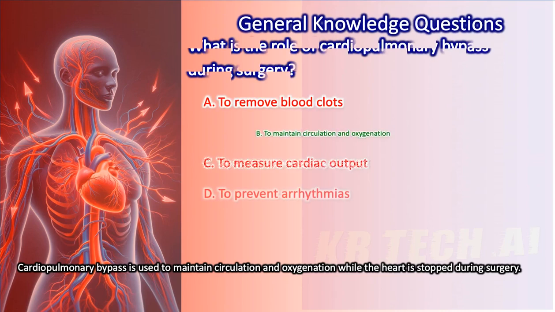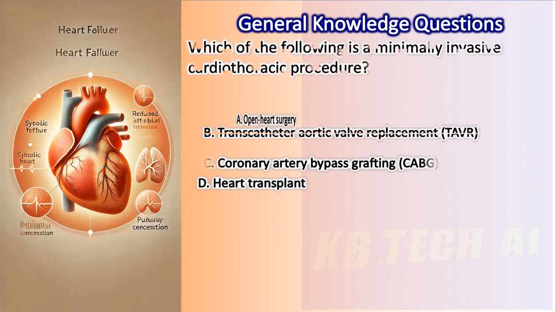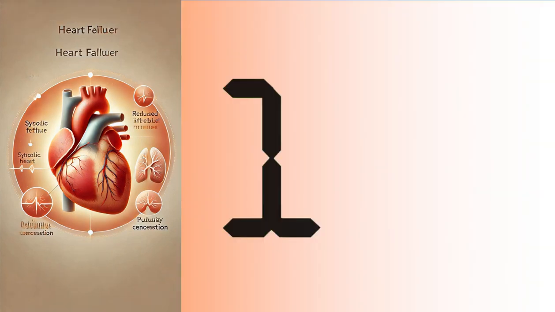The answer is Option 2. To maintain circulation and oxygenation. Which of the following is a minimally invasive cardiothoracic procedure? Option 1. Open heart surgery. Option 2. Transcatheter aortic valve replacement, TAVR. Option 3. Coronary artery bypass grafting, CABG. Option 4. Heart transplant.